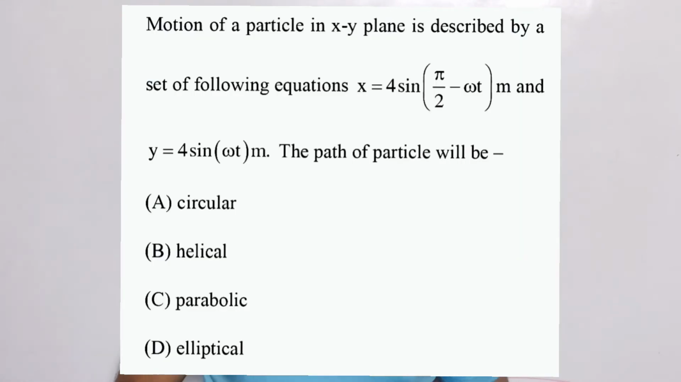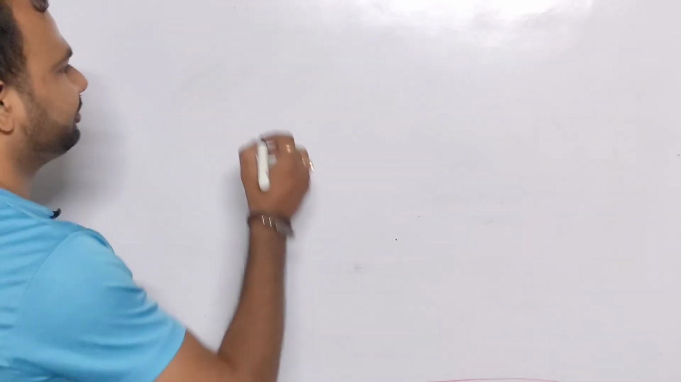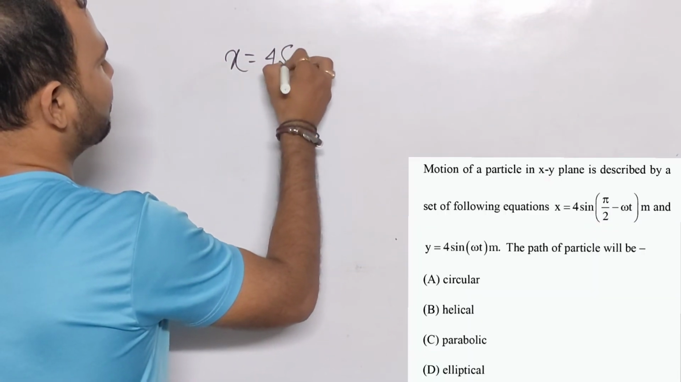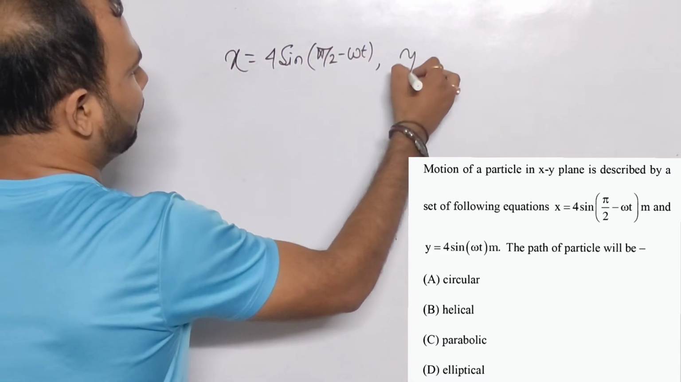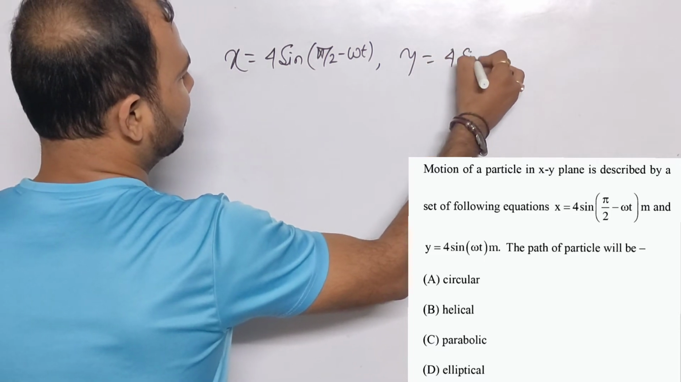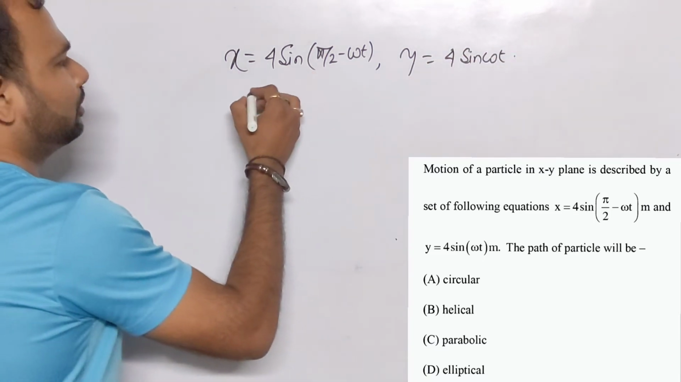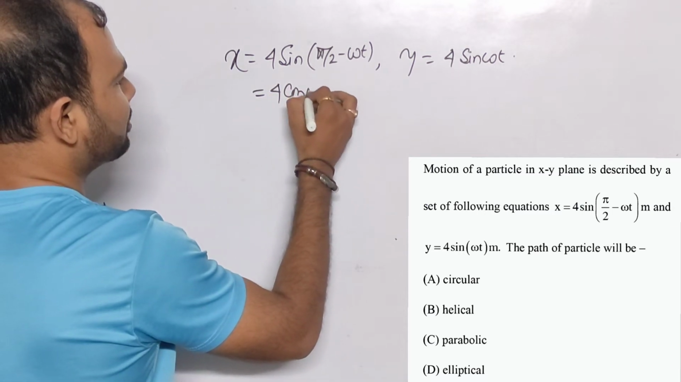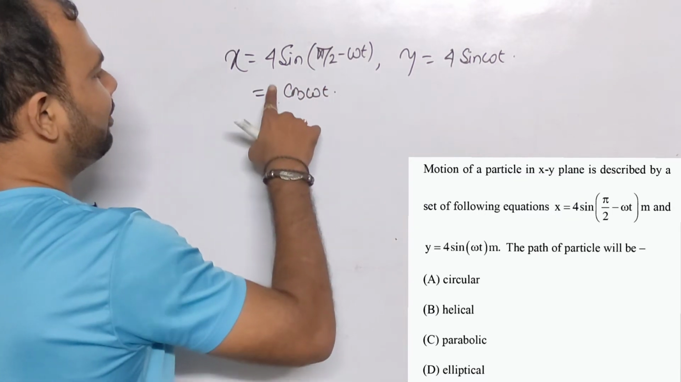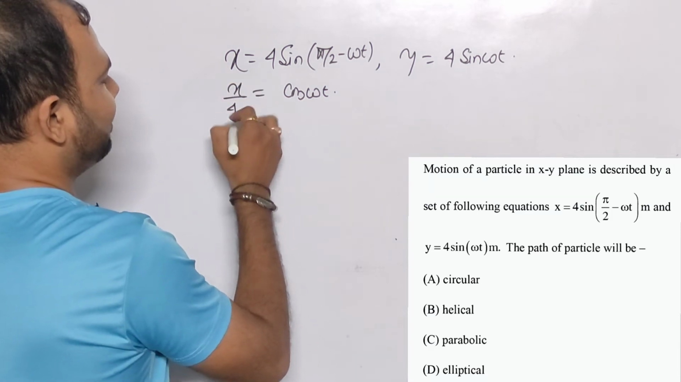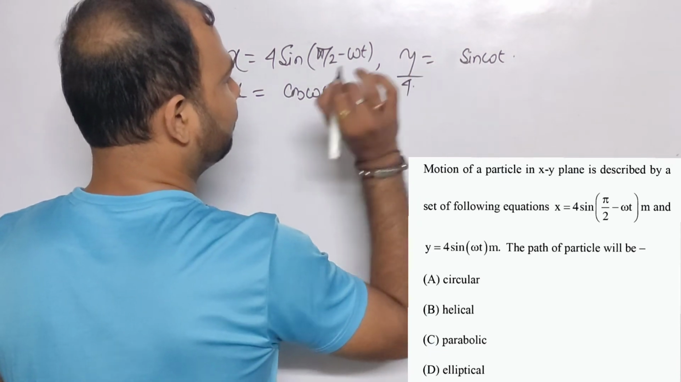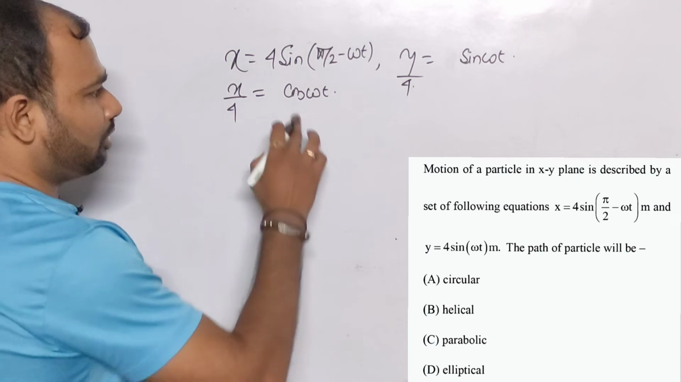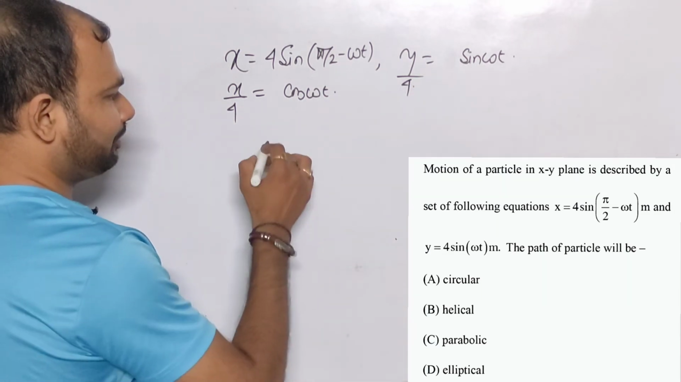We have to find the path of the particle where x equal to 4 sine of (pi by 2 minus omega t) and y equal to 4 sine omega t. So x will be equal to 4 cos omega t. If we divide, x by 4 will be like this and y by 4 will be like this. We know that cos square omega t plus sin square omega t equal to 1.